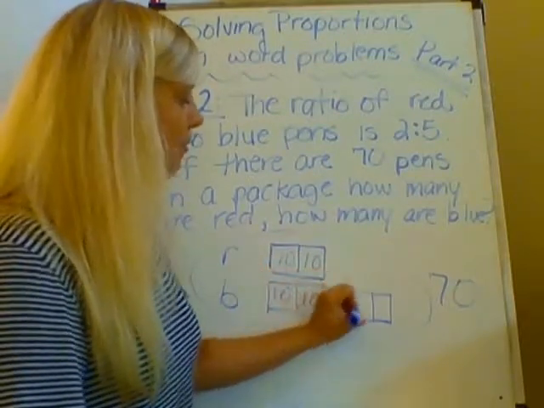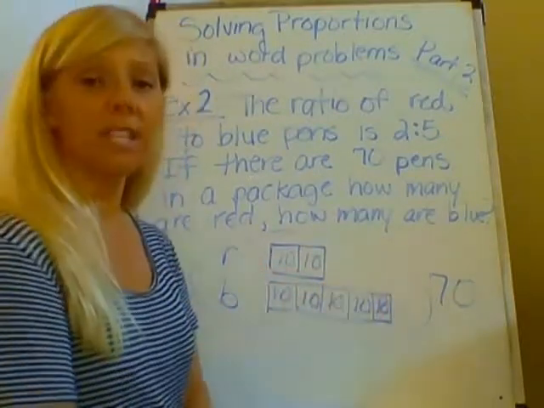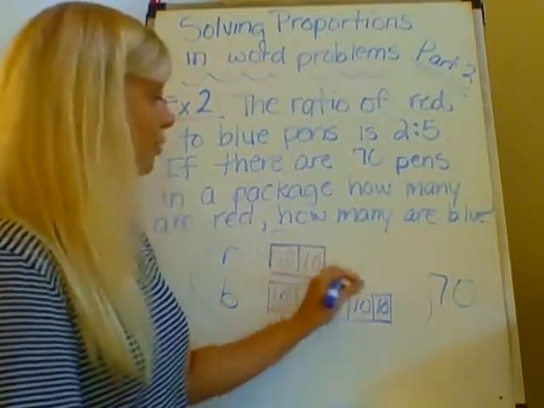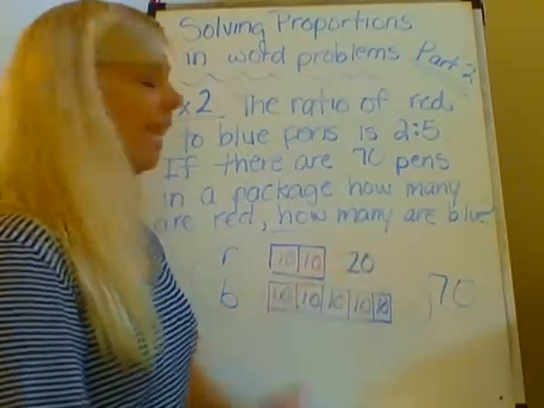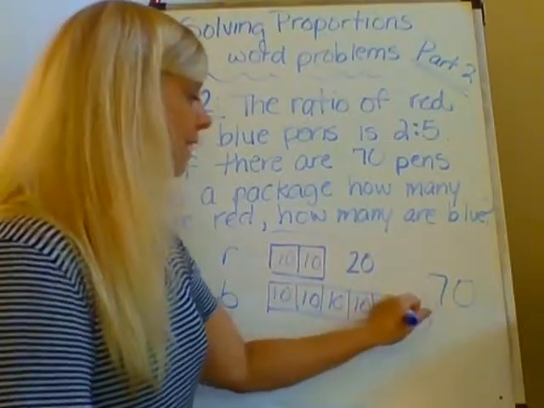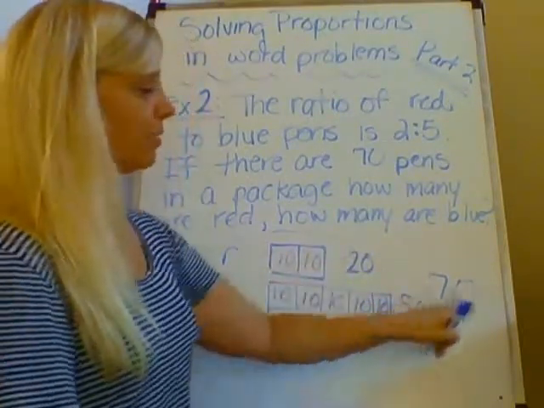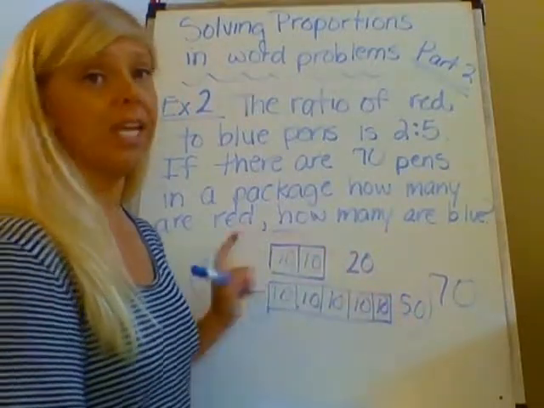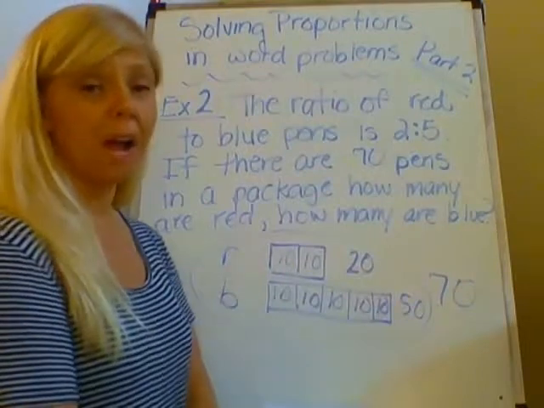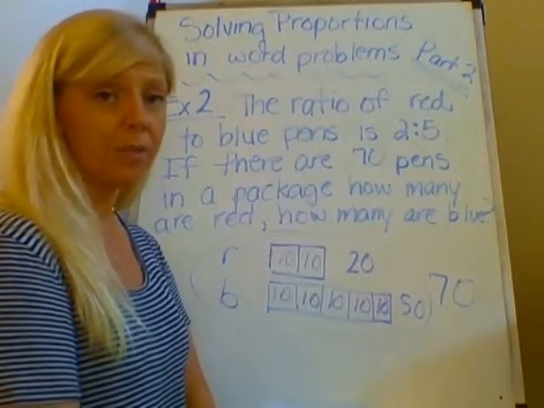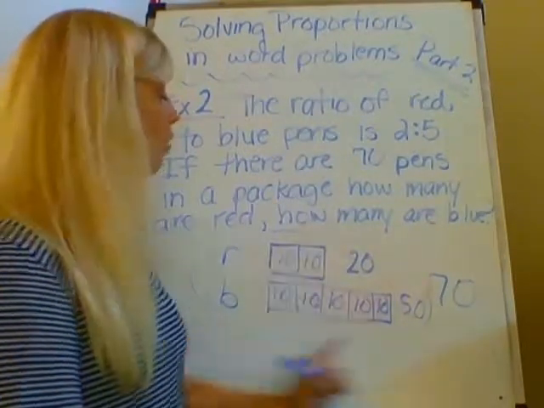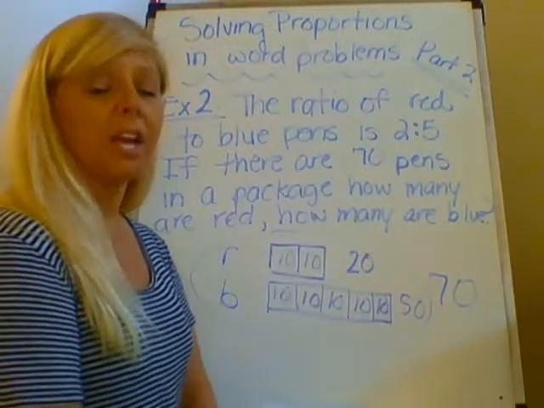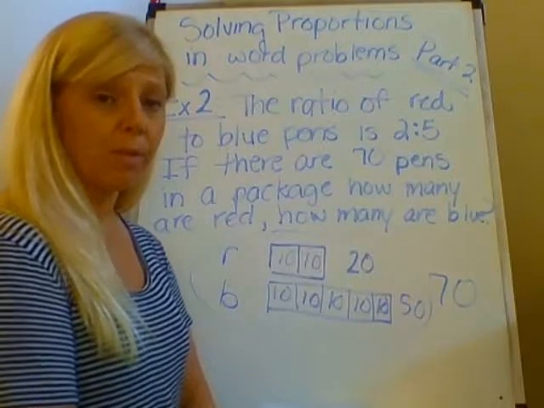So now I have 70 all together. So now how many red pens do I have? I have 20. And how many blue pens do I have? 50. Because 20 plus 50 is 70. And 20 to 50 is equivalent to 2 to 5 when we have that in simplest form. So that's a helpful way on why we would use a tape diagram measurement in order to solve this proportion problem.